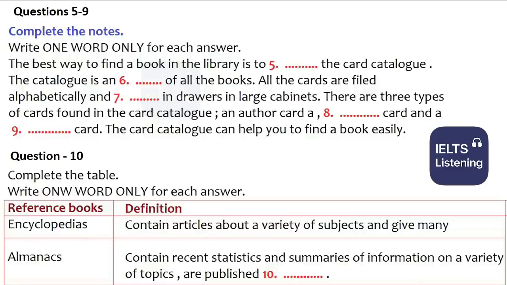You should be aware that reference books may not be taken out of the library under any circumstances. They are used only in the library.